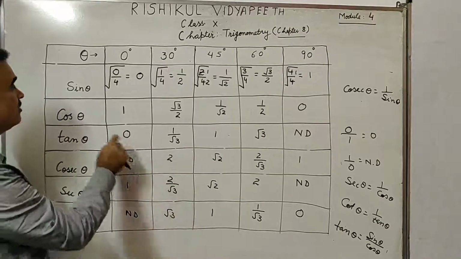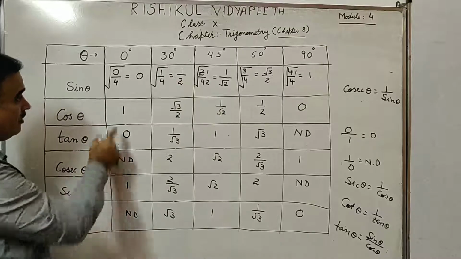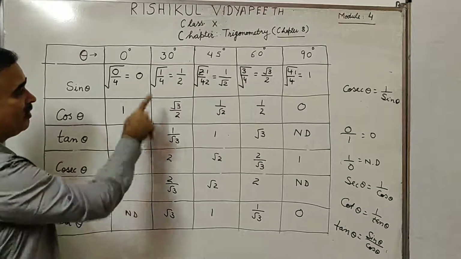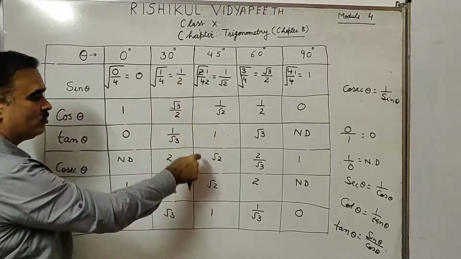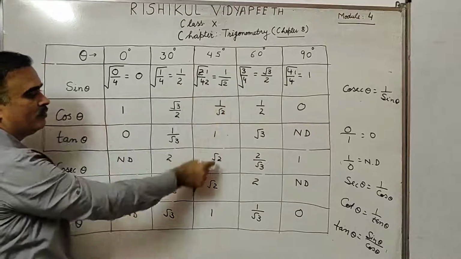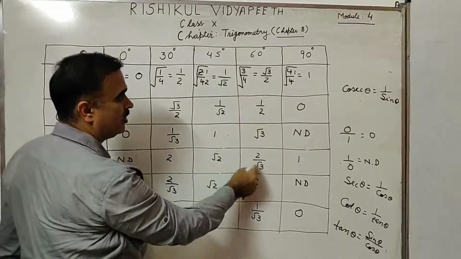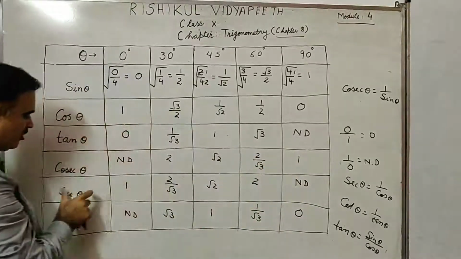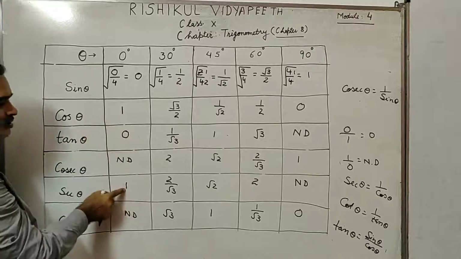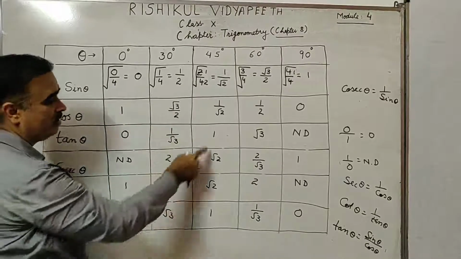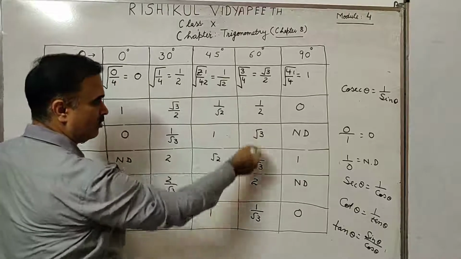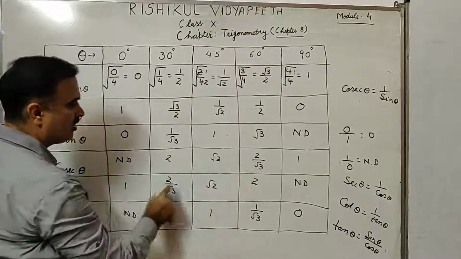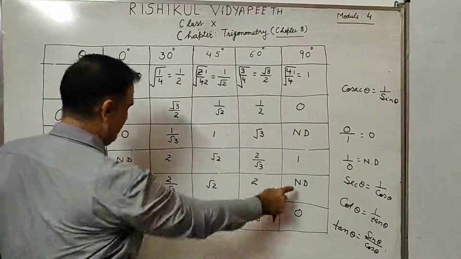Cosec theta is the reverse of sine. If we reverse 0 divided by 1, it is 1 divided by 0, which becomes not defined. 1 by 2 reversed is 2, then 1 by root 2 reversed gives root 2, then root 3 by 2 gives 2 by root 3, 1 reversed is 1, and there is sec theta. You can write from here, or you can reverse the cos theta. 1 reversed is 1, root 3 by 2 gives 2 by root 3, 1 by root 2 gives root 2, then 1 by 2 gives 2, and 0 reversed is not defined. Or you can write from here: 1, 2 by root 3, root 2, 2 and not defined.